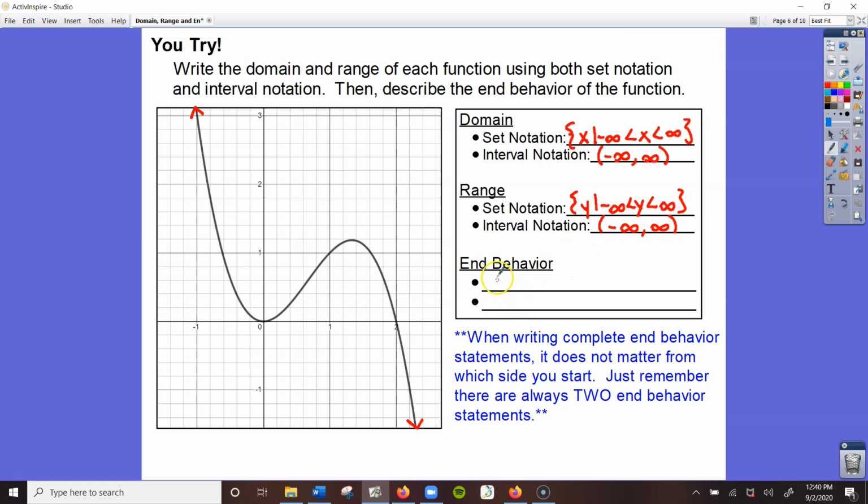For end behavior, we're almost always going to have two statements. We're going to have the one that's to the left, so as x is approaching negative infinity, f of x is approaching, now I look at my graph, and on the left side, my y values are going up, so I would put that f of x is approaching infinity. For the end behavior to the right, we would start with as x is approaching infinity, f of x, and on the right side we see that it is going down, so we would put is approaching negative infinity.